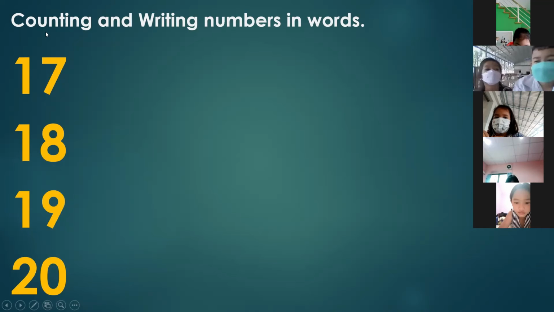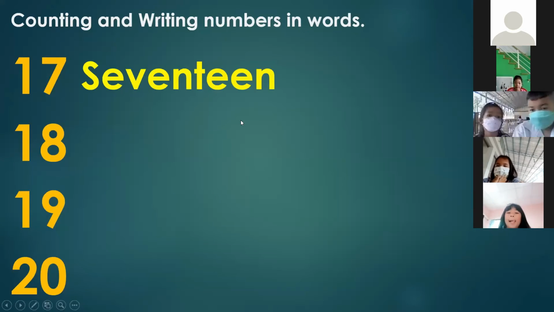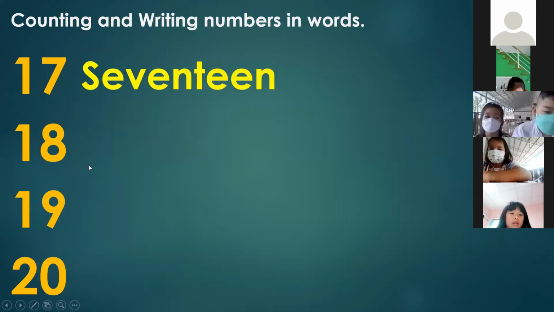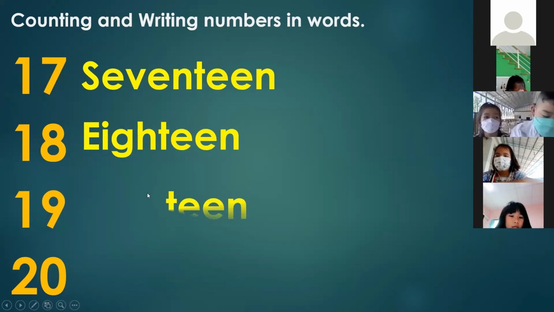Okay, so we have the first number here is 17. How do we spell 17? SEVENTEEN. Very good. Okay, that's how we spell 17. Next is 18. How do we spell 18? EIGHTEEN. Very good. EIGHTEEN. Very good. Next is 19.